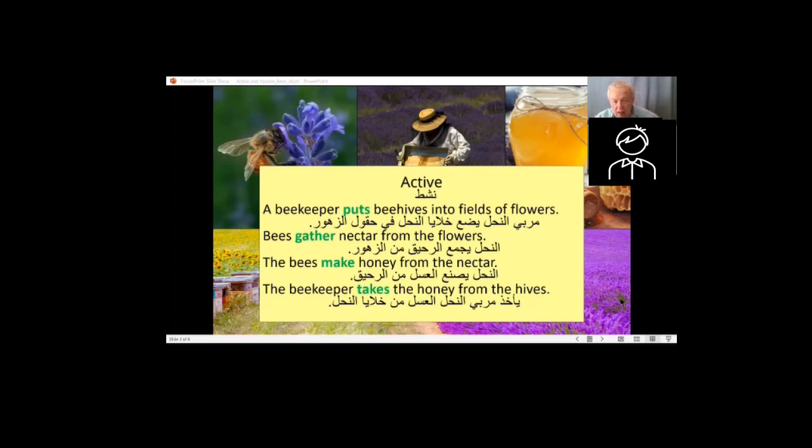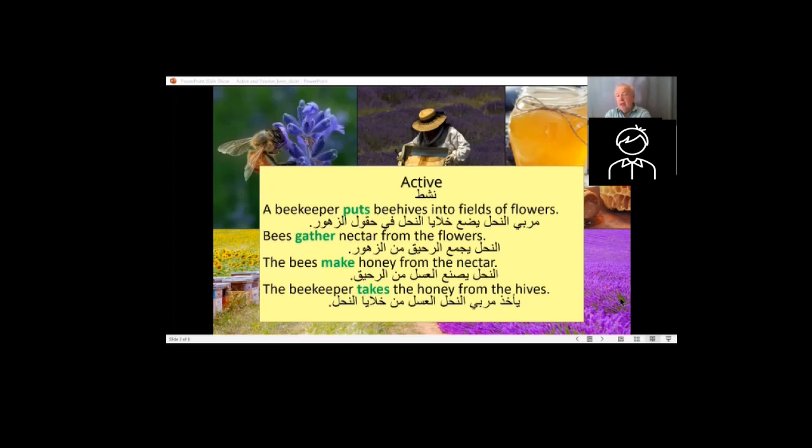Beekeeper puts beehives into fields of flowers. Bees gather nectar from the flowers. The bees make honey from the nectar. The beekeeper takes the honey from the hives.